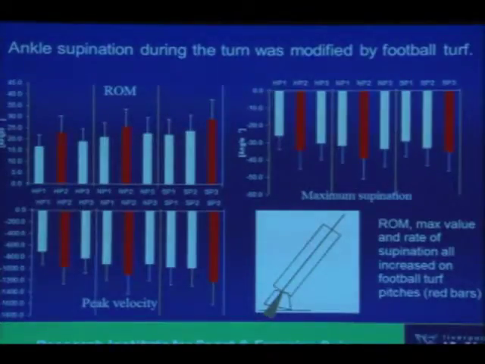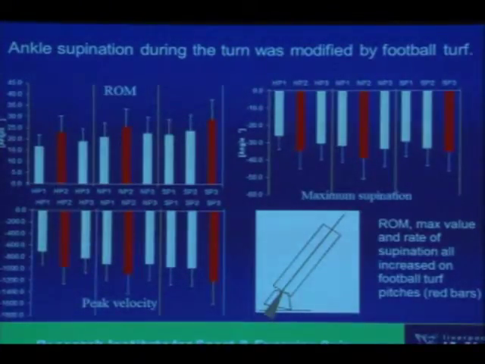What we did find, which was generally significant between the artificial and natural turf pitches, was ankle supination. This is a very busy slide again, but just quickly, this is the range of supination, and don't forget the red is artificial. So you can see it's higher. This one here is the peak value of supination, maximum supination. So there will be this angle here as you're turning.